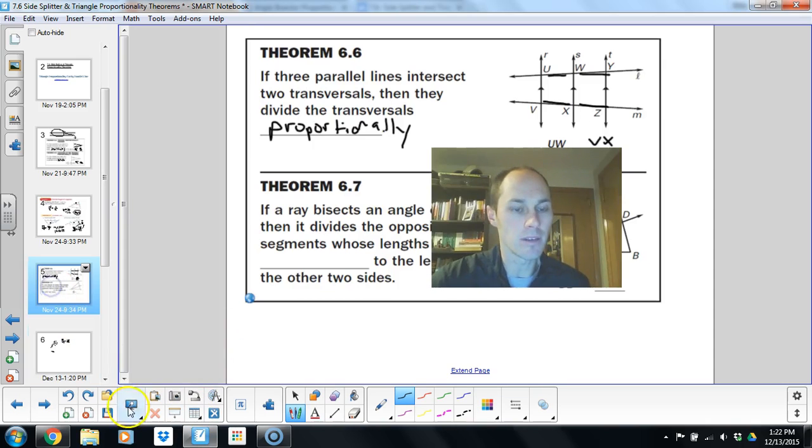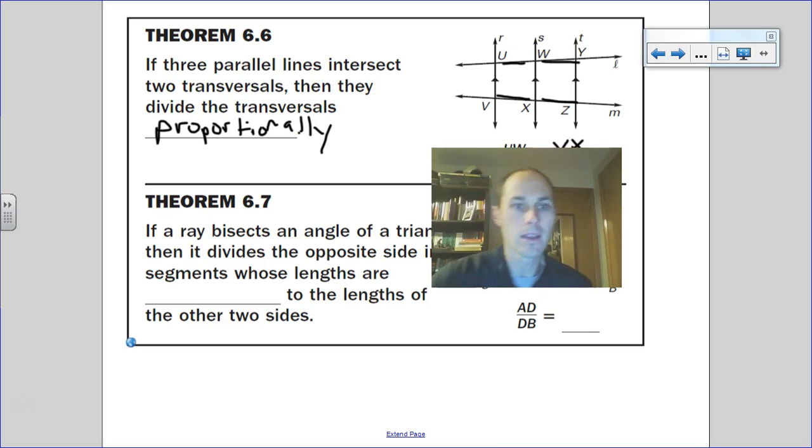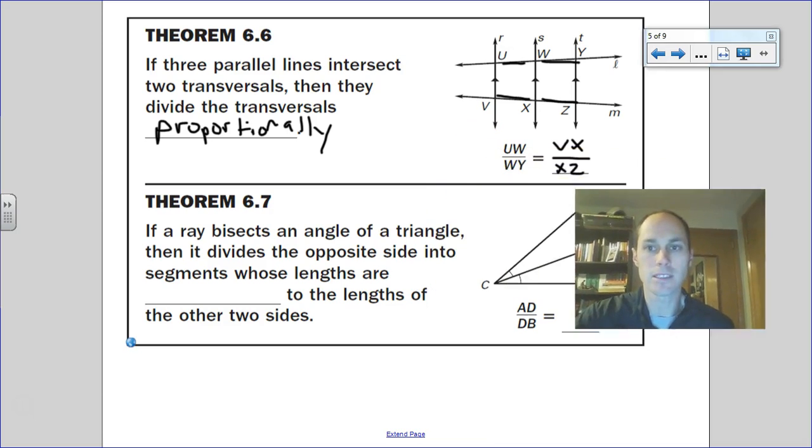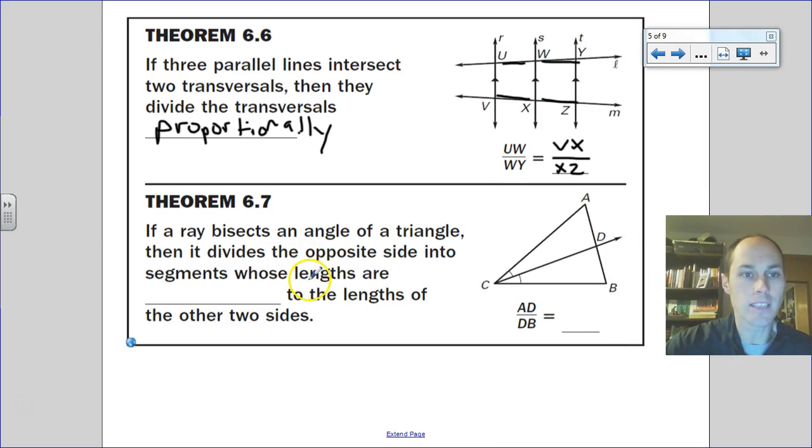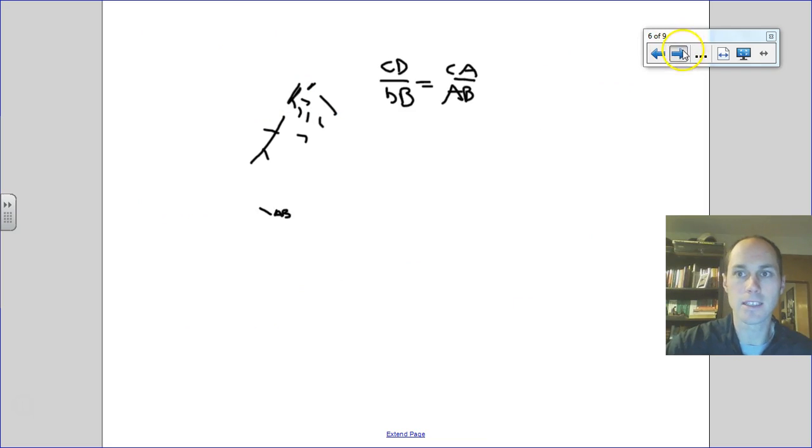If I can pull up the notes again. There we go. So if a ray bisects an angle of a triangle, it divides the opposite side into segments whose lengths are proportional to the lengths of the other two sides. So in our case here, AD to DB is the same as AC to BC. And now let's take a look at how we apply that in some examples.